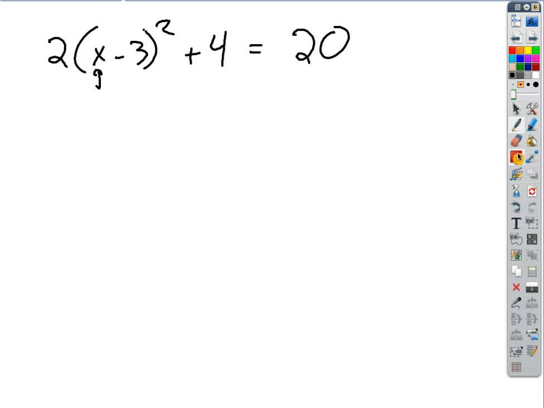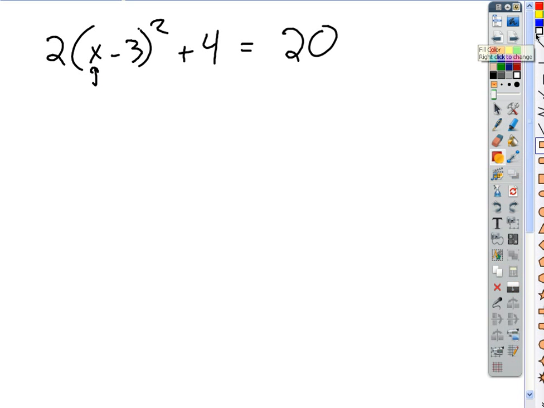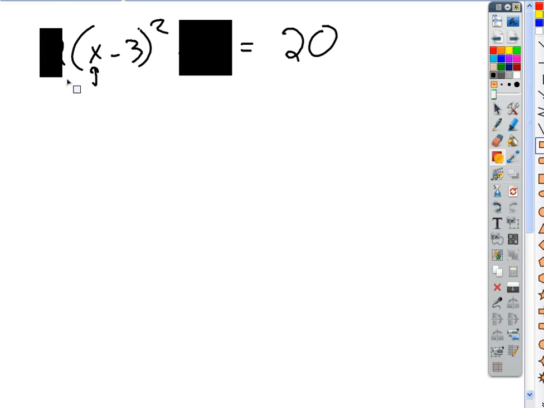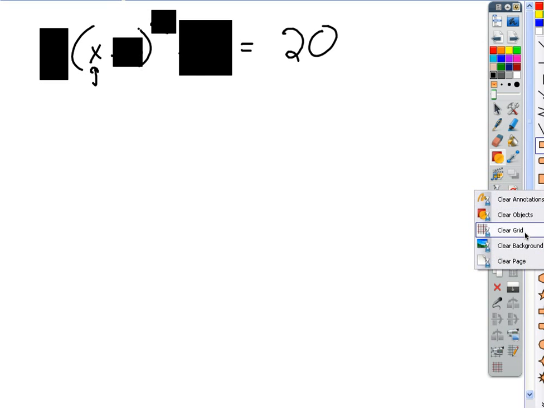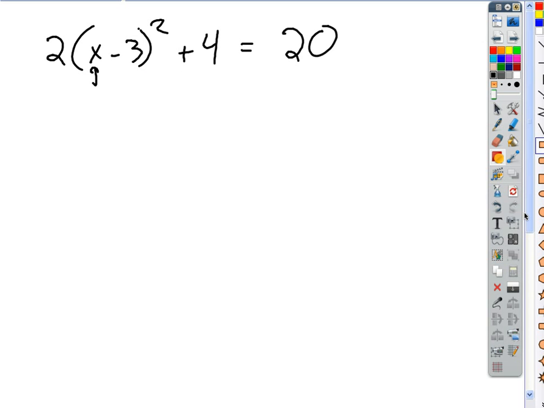Now, what are the steps I would go through in order to solve for x? Subtract 4, then what? Divide by 2, then what? Square root both sides, then what? Add 3. Add 3, right? Okay, and 4 steps later, I would have my answer, right? Okay, we're going to do that stuff right now.